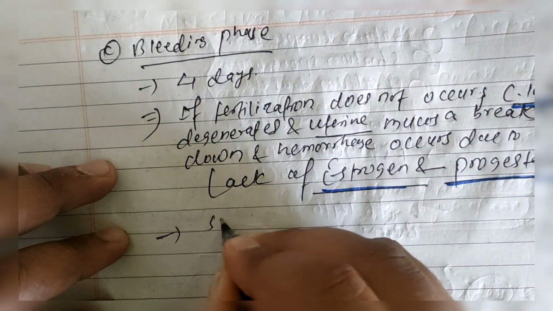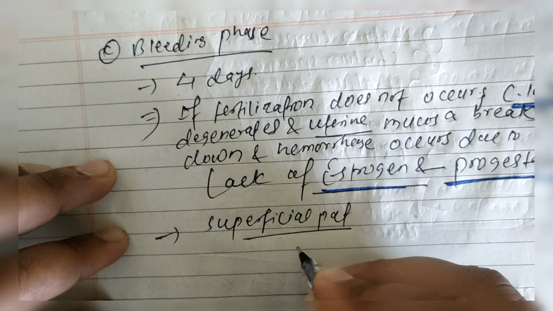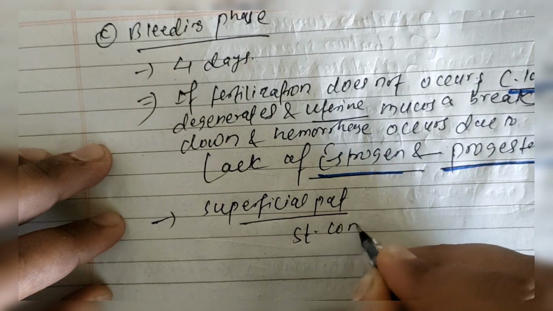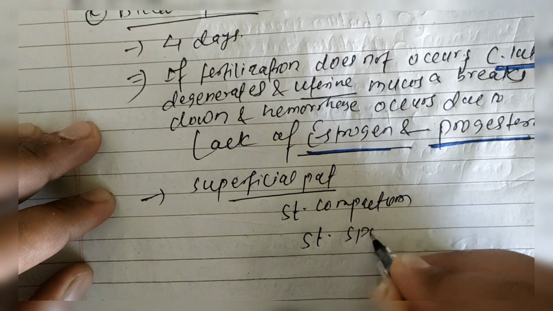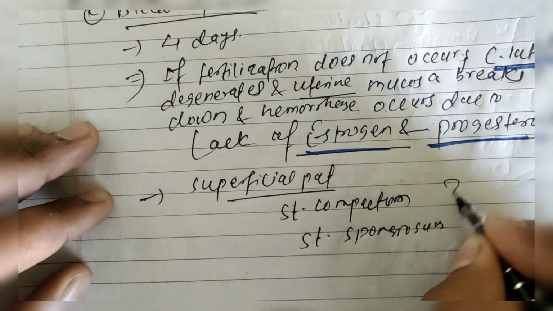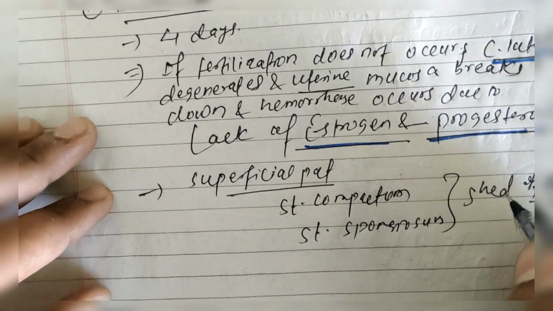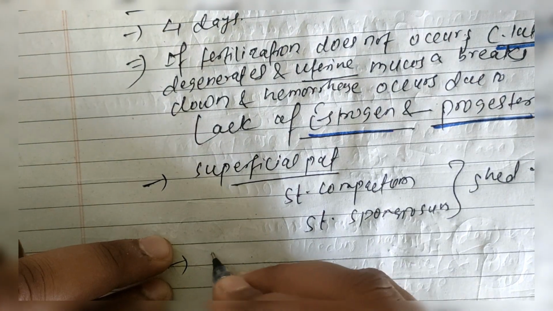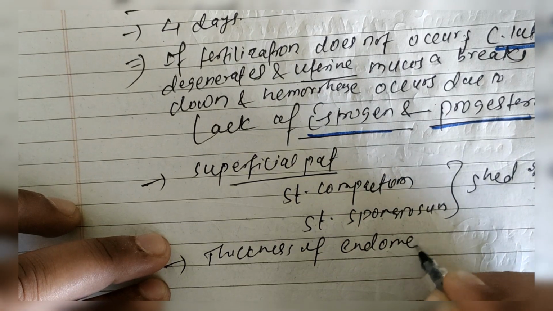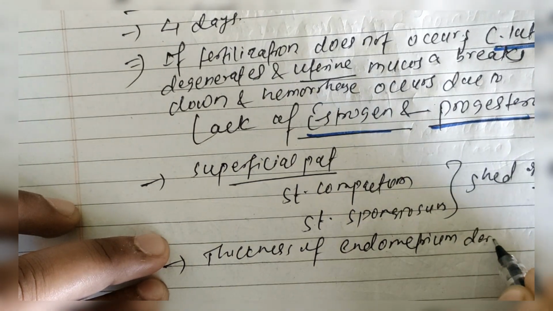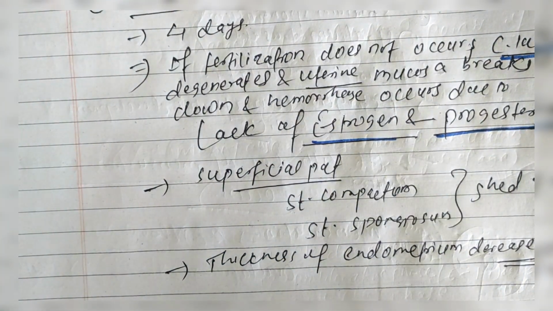And here the superficial part, that is the stratum compactum and stratum spongiosum, are shed off, and the thickness of the endometrium decreases. So this is all about the menstrual cycle.